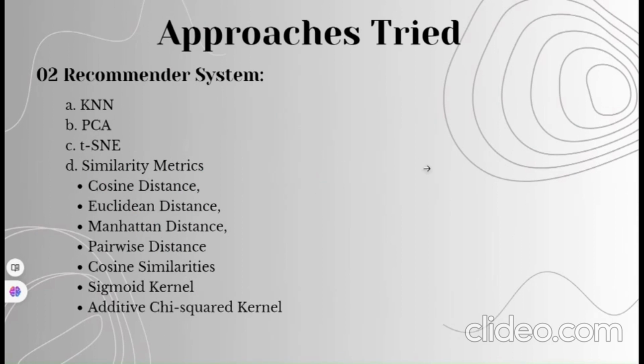We implemented our recommendation system using mainly three techniques. First are the clustering techniques, for which we used KNN. Second are the dimensionality reduction techniques, for which we used PCA and t-SNE. Third are the metrics, for which we used the following similarity measures, including cosine, Euclidean distance, pairwise, sigmoid kernel, etc. We used all of these techniques to determine which would be best for our music recommendation system. In the next slide, we will discuss it.